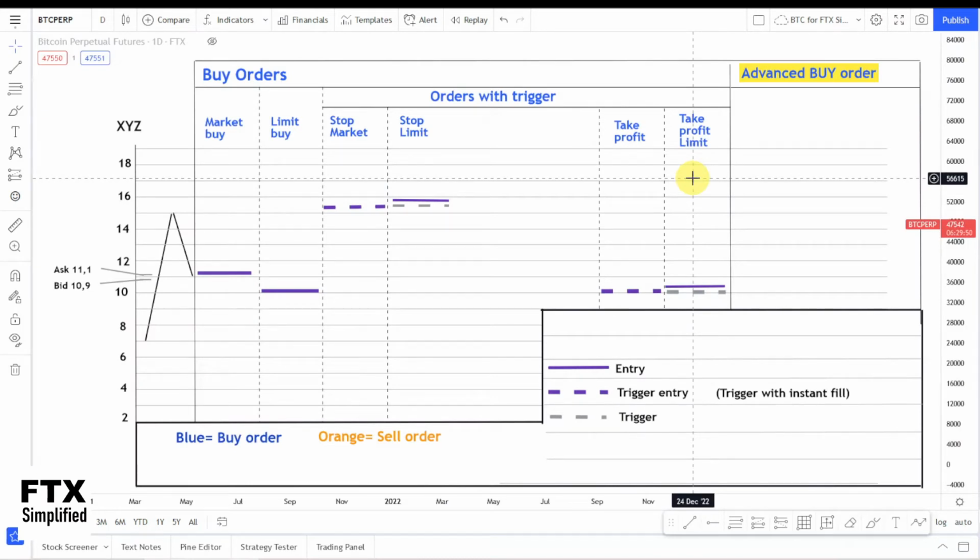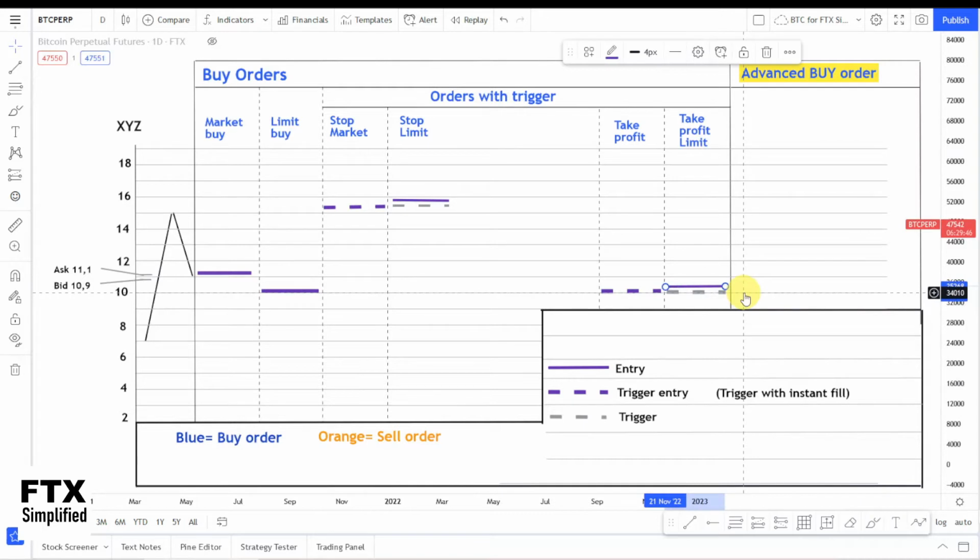And with the take profit limit buy order, the trigger and the entry are separated. And the trigger still needs to be below the current price, but the entry level could be below and above the trigger price. And besides buying big positions, it could be useful in low liquidity.